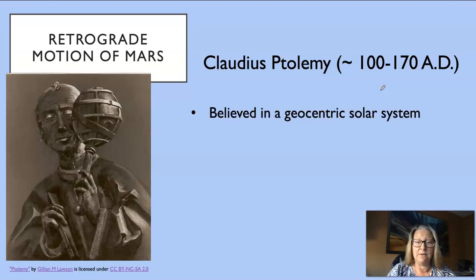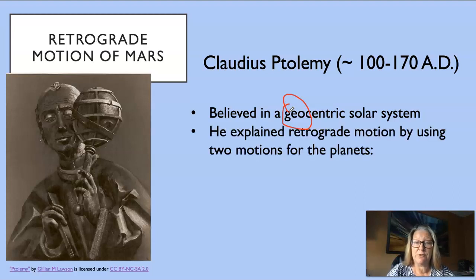The one he wrote about astronomy, the one we're concerned about, gave an explanation for retrograde motion. Now, he believed in a geocentric solar system. So what does that put in the middle of the solar system? The Earth. And he explained retrograde motion by using two different kinds of motions for the planets. One motion called a deferent, and another motion called an epicycle.